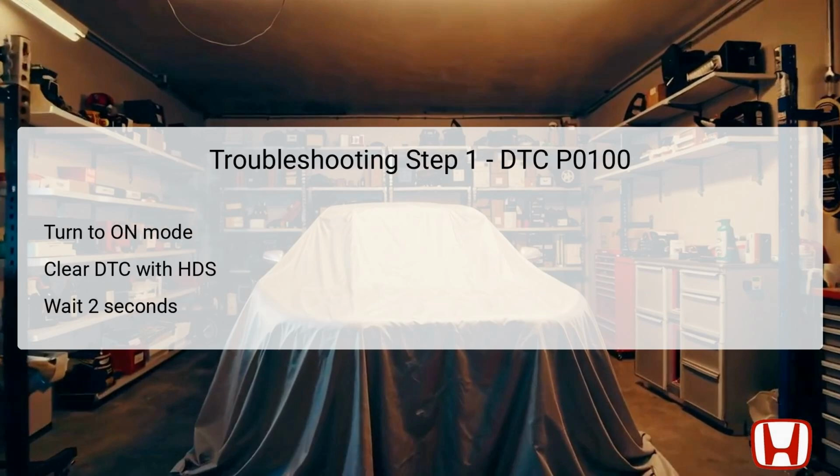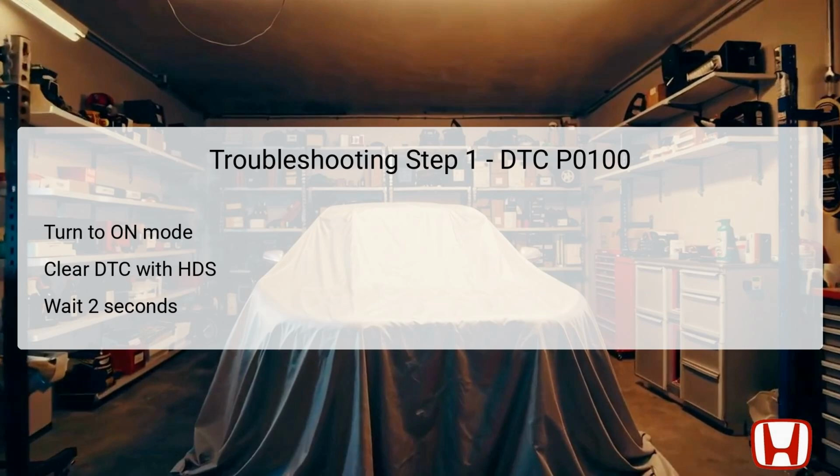The first troubleshooting step involves verifying the problem by turning the vehicle's ignition to the on mode, which powers up the vehicle's electronic systems without starting the engine. Following this, the Diagnostic Trouble Code (DTC) should be cleared using the Honda Diagnostic System (HDS). Clearing the DTC resets any fault codes stored in the engine control unit, ECU, allowing for a fresh diagnosis.